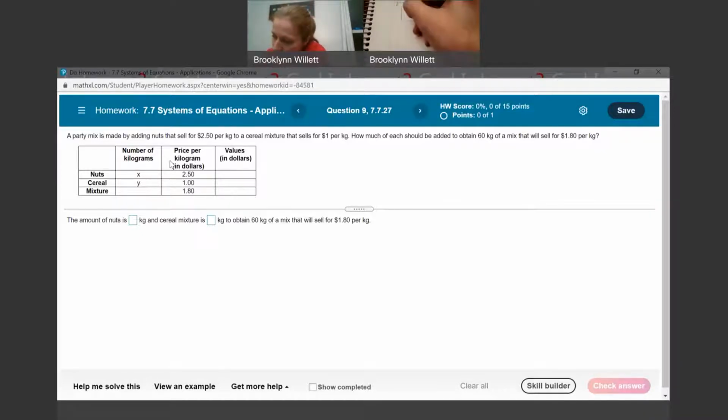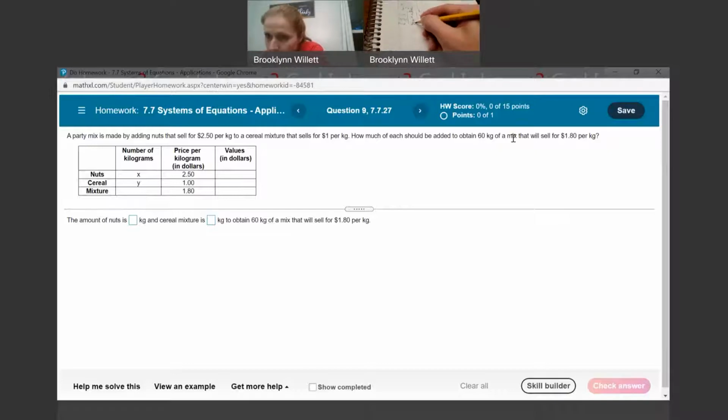So they already told us nuts, cereal, and then the mixture. So nuts are going to be X, cereal is going to be Y. Sorry, my camera is really terrible right now. And then the total kilograms of the mixture, so let's see, I didn't even read that far, but I bet we can find it. Total kilograms of the mixture. All right, so how much of each should be added to obtain 60 kilograms of a mix? So that tells us what goes in that slot.